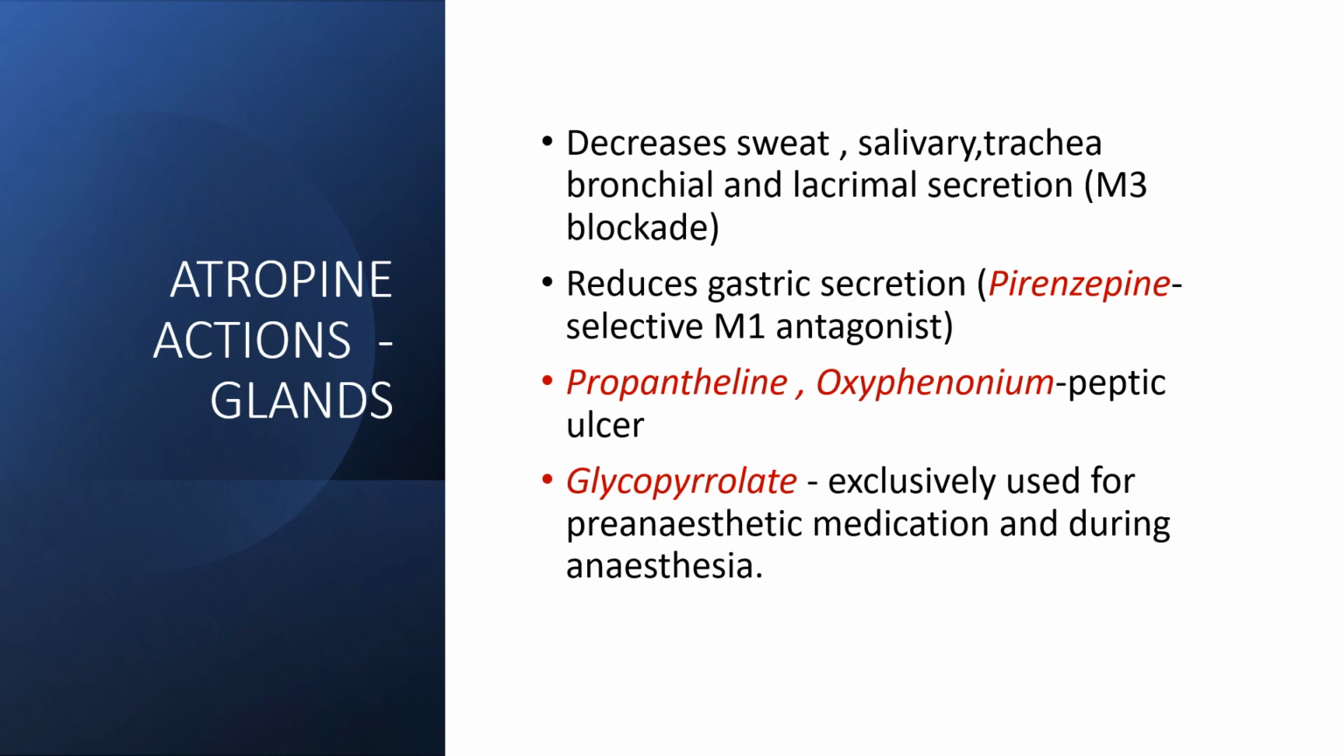Actions of atropine on glands. It decreases all the secretions. Sweat, salivary, tracheobronchial and lacrimal secretions are decreased because of M3 blockade. It reduces gastric secretion, especially pirenzepine, a drug which acts as a selective M1 antagonist. It reduces gastric secretion in peptic ulcer. Propantheline and oxyphenonium are the drugs used in the management of peptic ulcer.